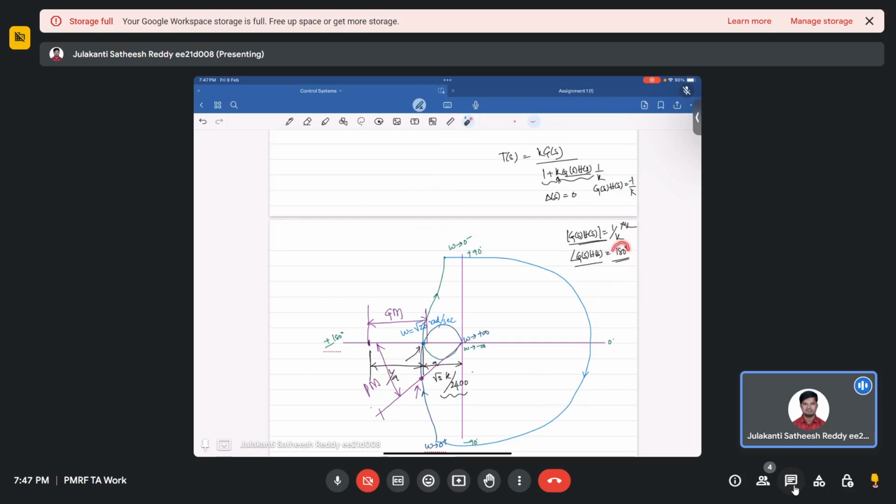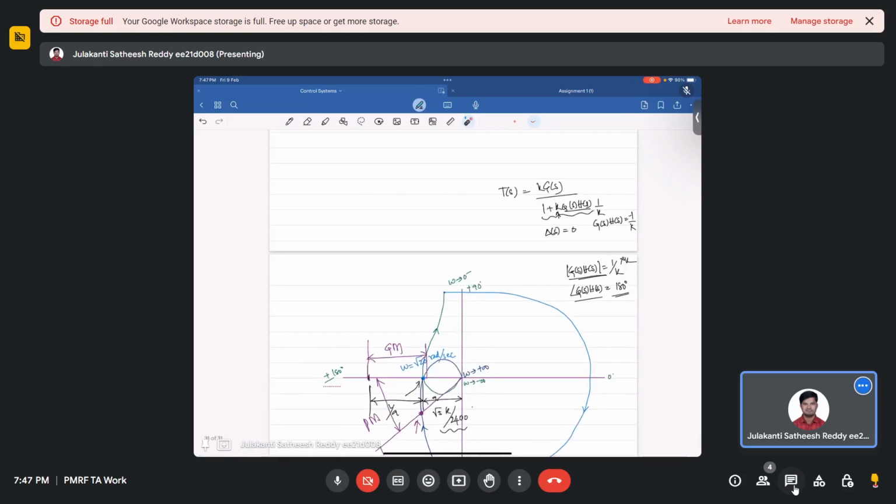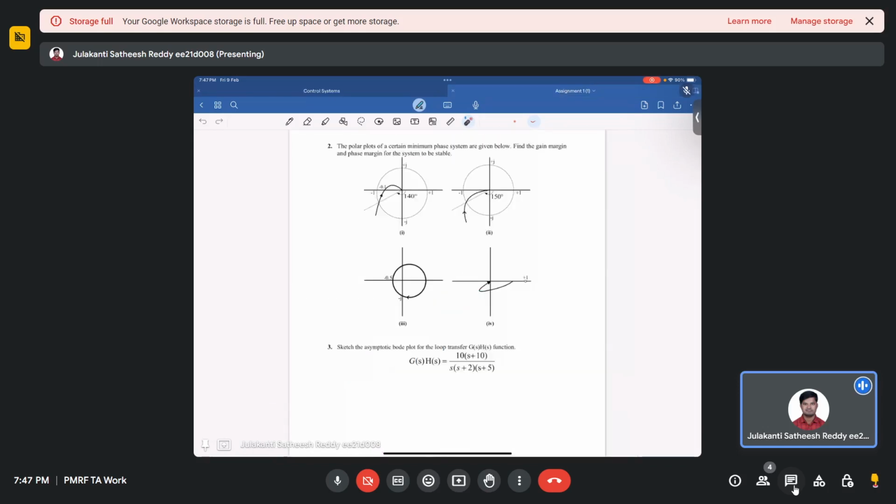Whatever magnitude you calculate at this frequency will give you the gain margin, and at this frequency you will get the phase margin. Okay. So this is all about the Nyquist margin. Any doubts for this? Okay, let's move to another question. Very quick questions for this.